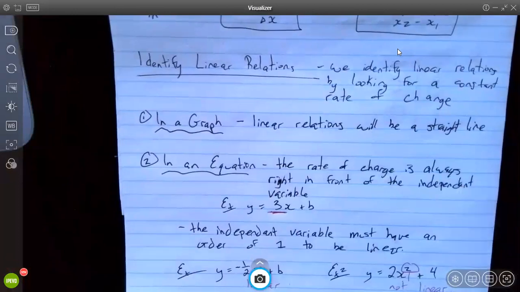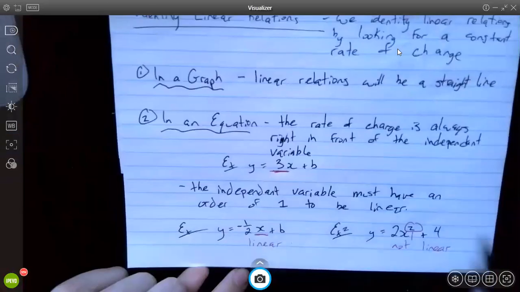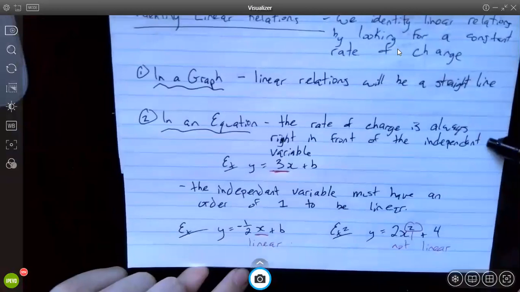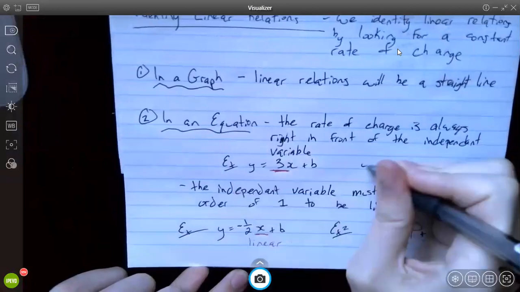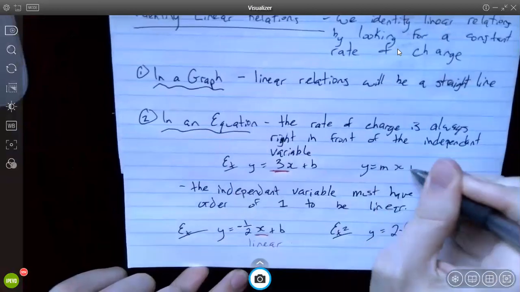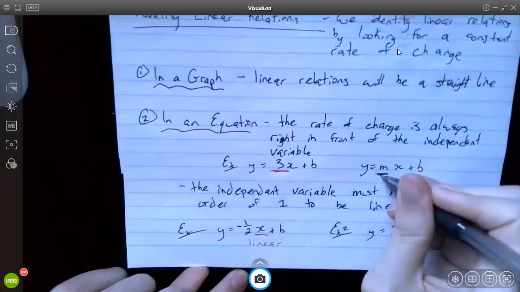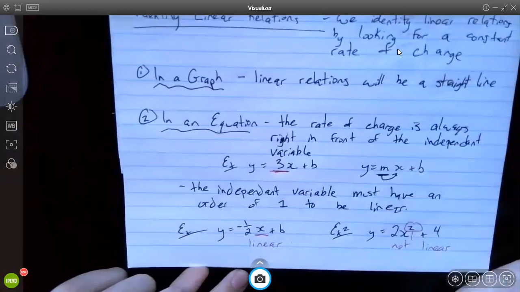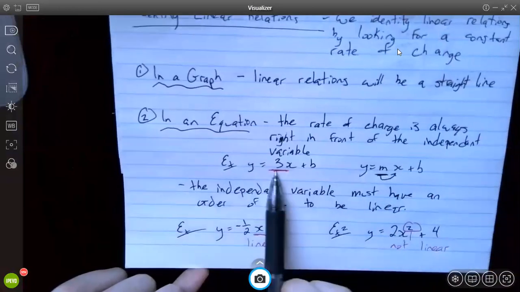If it is in an equation, you can always find the rate of change right in front of the independent variable, which is your x. So if we write this out in the form y equals mx plus b, which is the general form of a line, the slope is right in front of your x value. So in this example here, our rate of change would be 3.